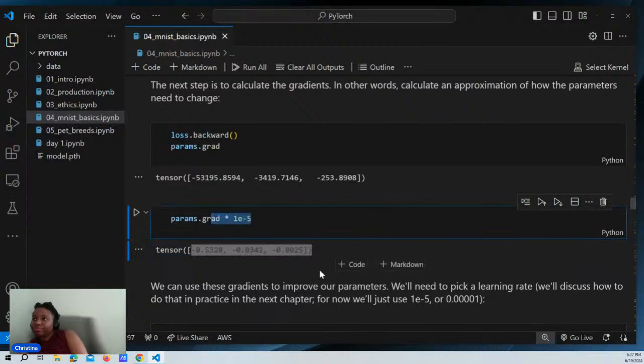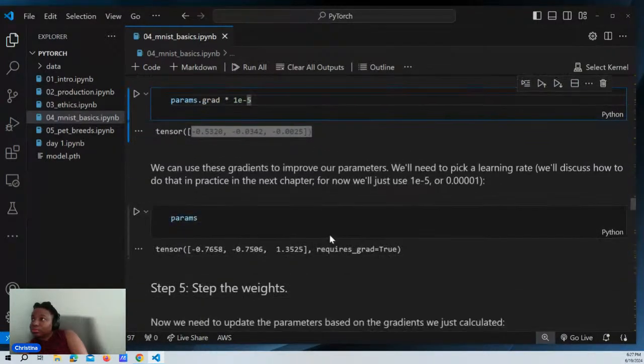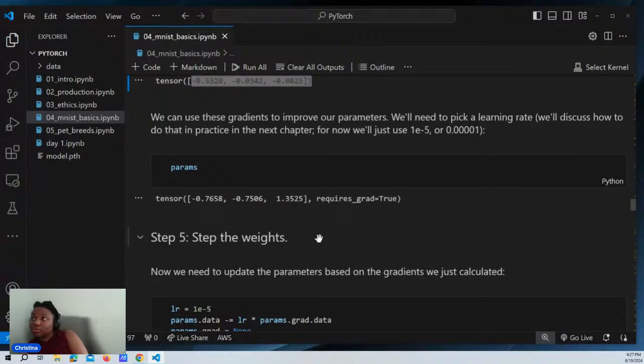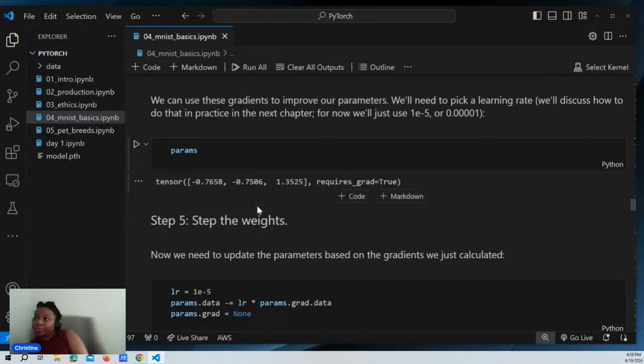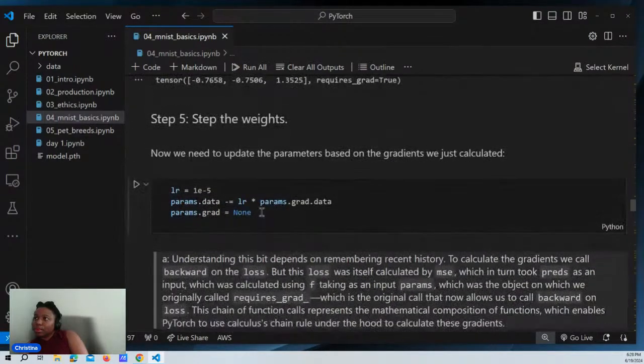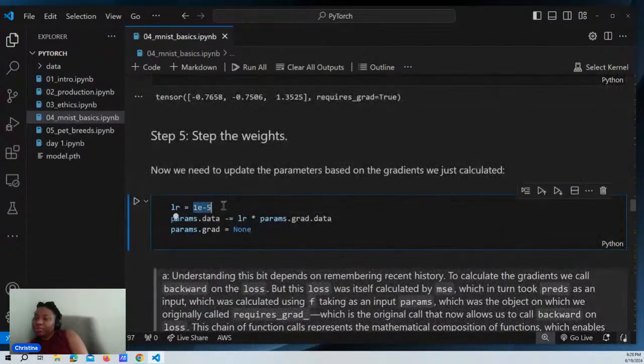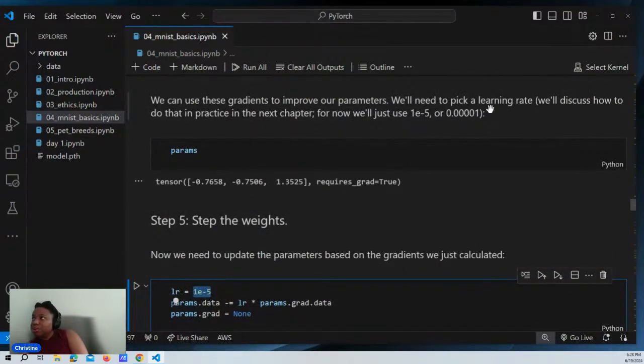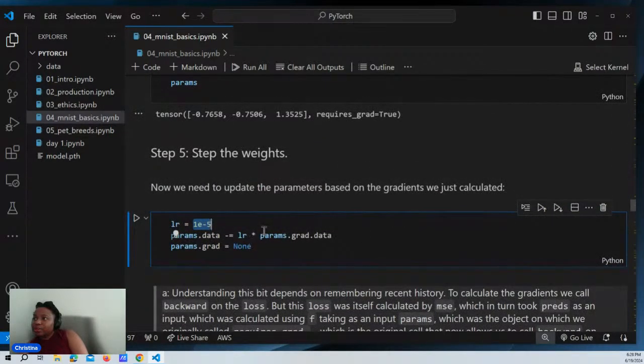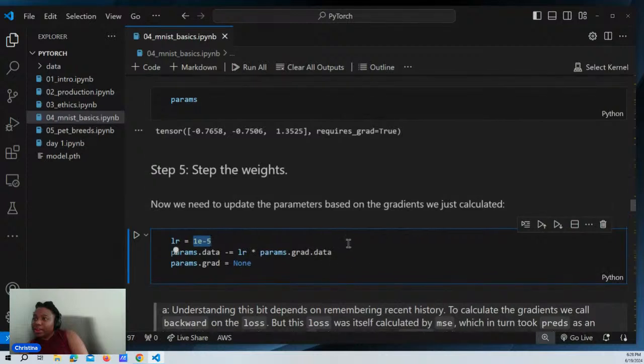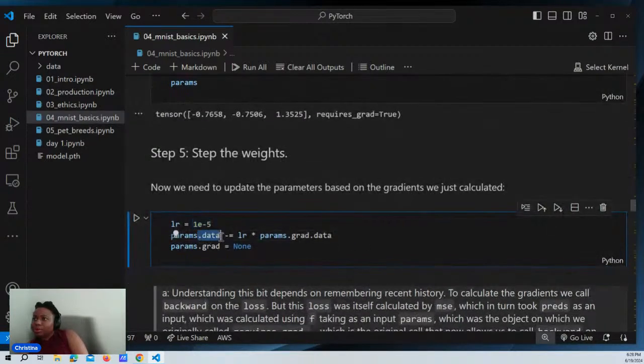Oh, actually, no, they convert it. This is the conversion. And so now, this is what we have out for the new params. We're going to update it. So they chose a new learning rate, which is really small. Learning rate times the params grad, and the data in there. Params data, you get the data, and the gradient is none.